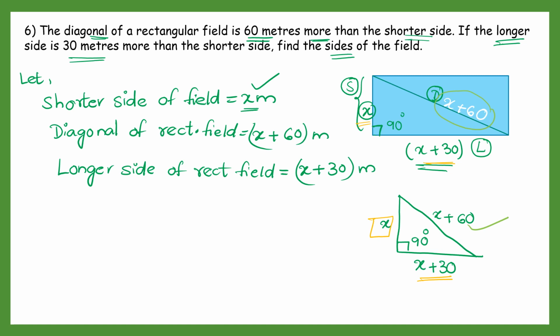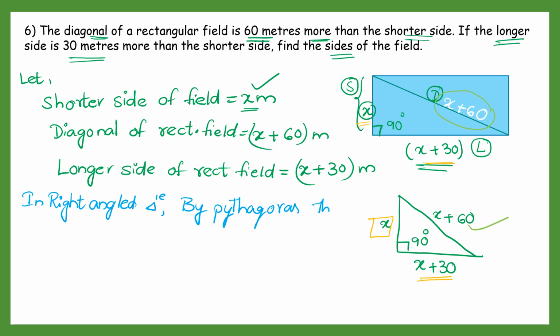We know this is a right angle triangle. In a right angle triangle, you can use which theorem? Pythagoras theorem. By Pythagoras theorem, hypotenuse square is equal to opposite side square plus adjacent side square.